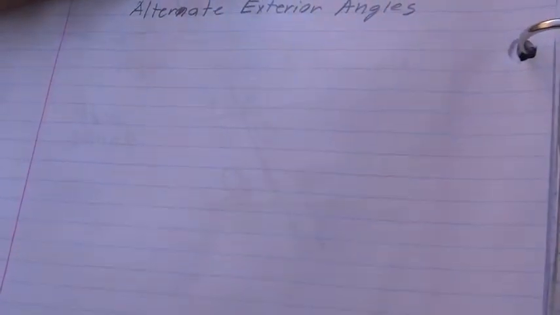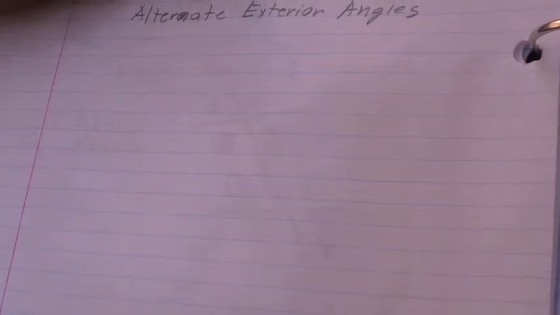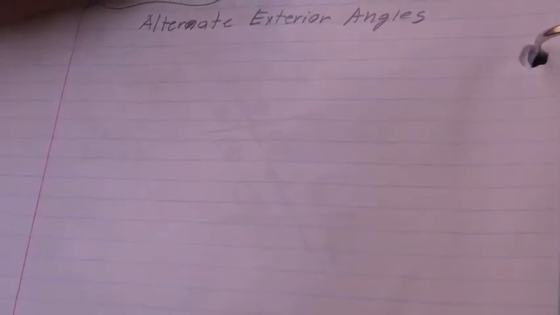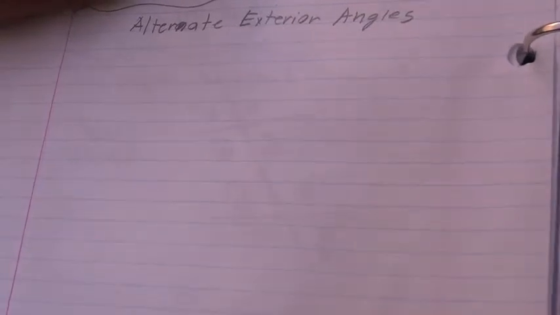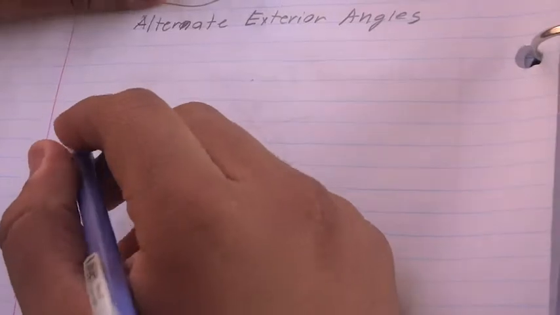When two lines are crossed by another line called the transversal, the pairs of angles on opposite sides of the transversal but outside the two lines are called alternate exterior angles. I'm going to show you an example.